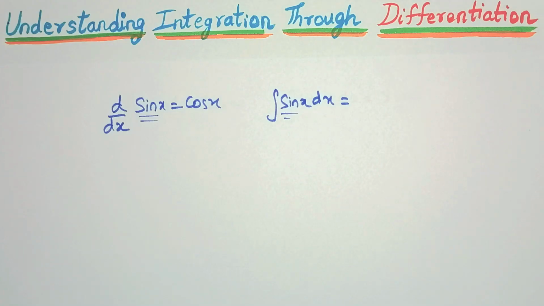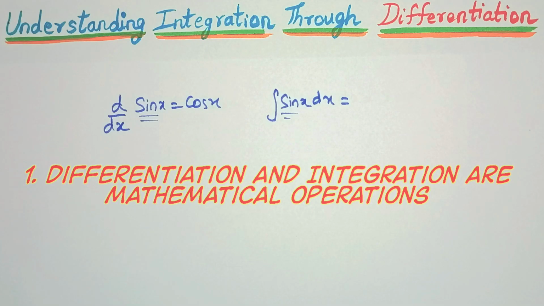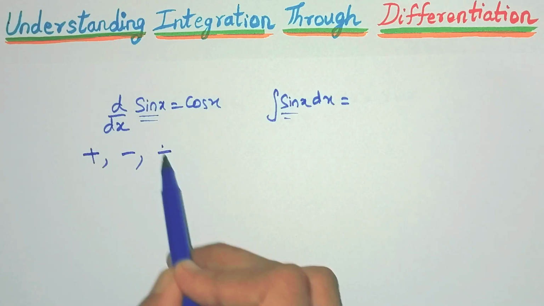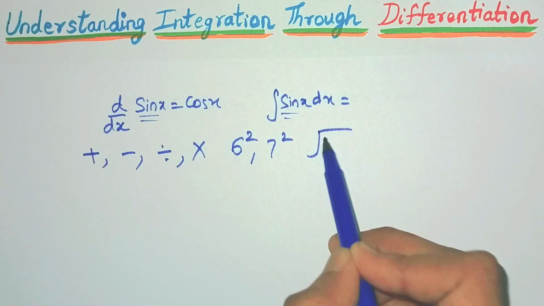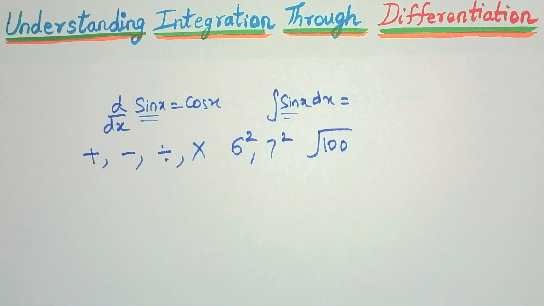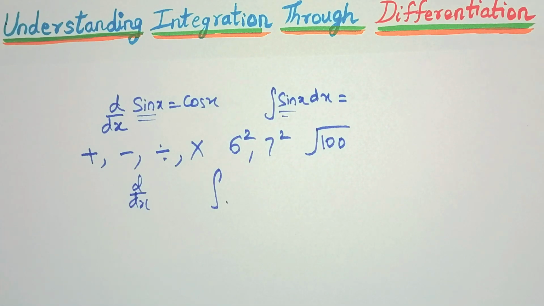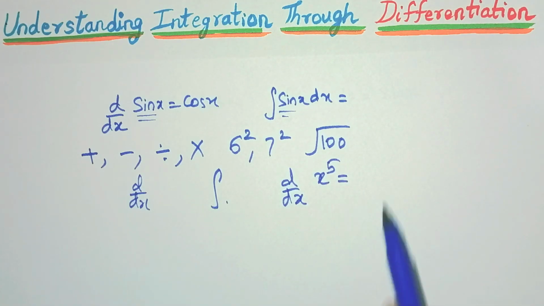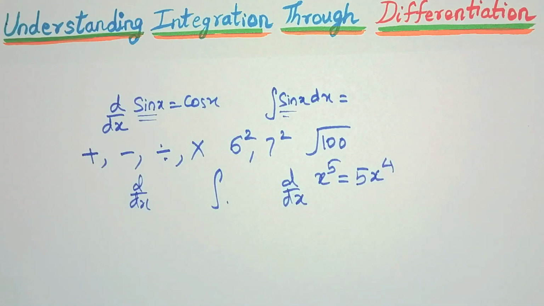So friends, the first thing to understand is that differentiation and integration both are mathematical operations. What do I mean by that? Just like you have plus, subtraction, division, multiplication, squares, yes, 6 square, 7 square, square root of 100. These are all mathematical operations. In the same way, differentiation and integration are also mathematical operations, okay? So when you have learned that d by dx of x raised to 5, when you put this derivative on x raised to 5, we get 5 into x raised to 4, right? So these are also mathematical operators, friends.